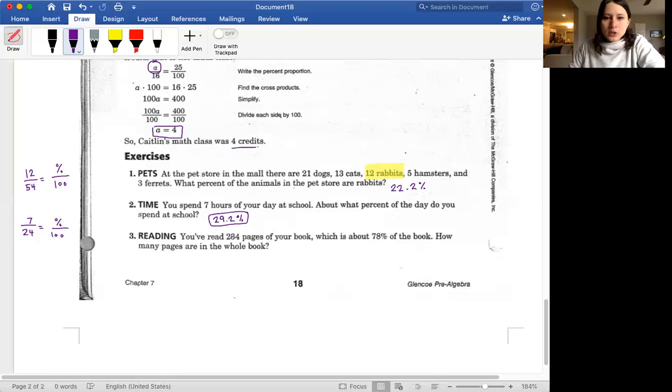Okay, number 3, reading. You have read 234 pages of your book, which is about 78% of the book. How many pages are in the whole book? So this keyword here also gives you an idea that you're missing the total. So 234 out of the total, I don't know what it is, equivalent to 78%, 78 out of 100. So cross multiply 234 times 100 and then divide that by 78. When you work that out, you can pause it if you want, work it out. It's 300 pages. So there's 300 pages total in your book.